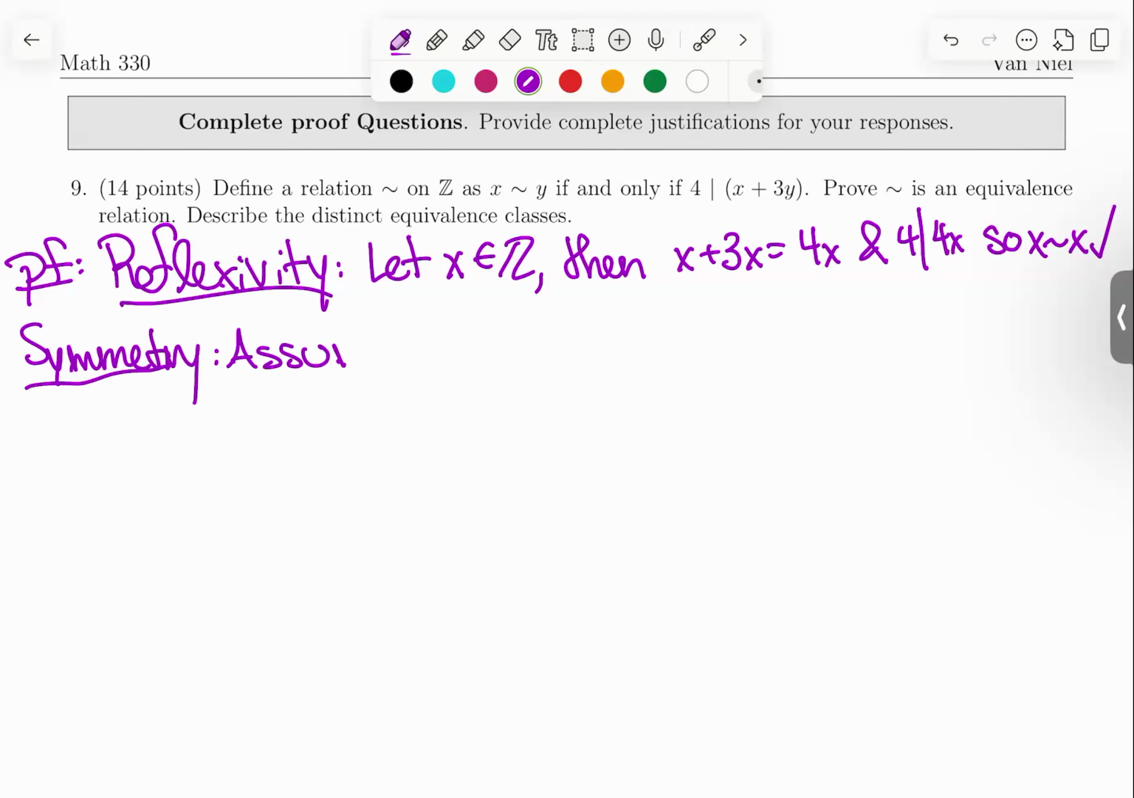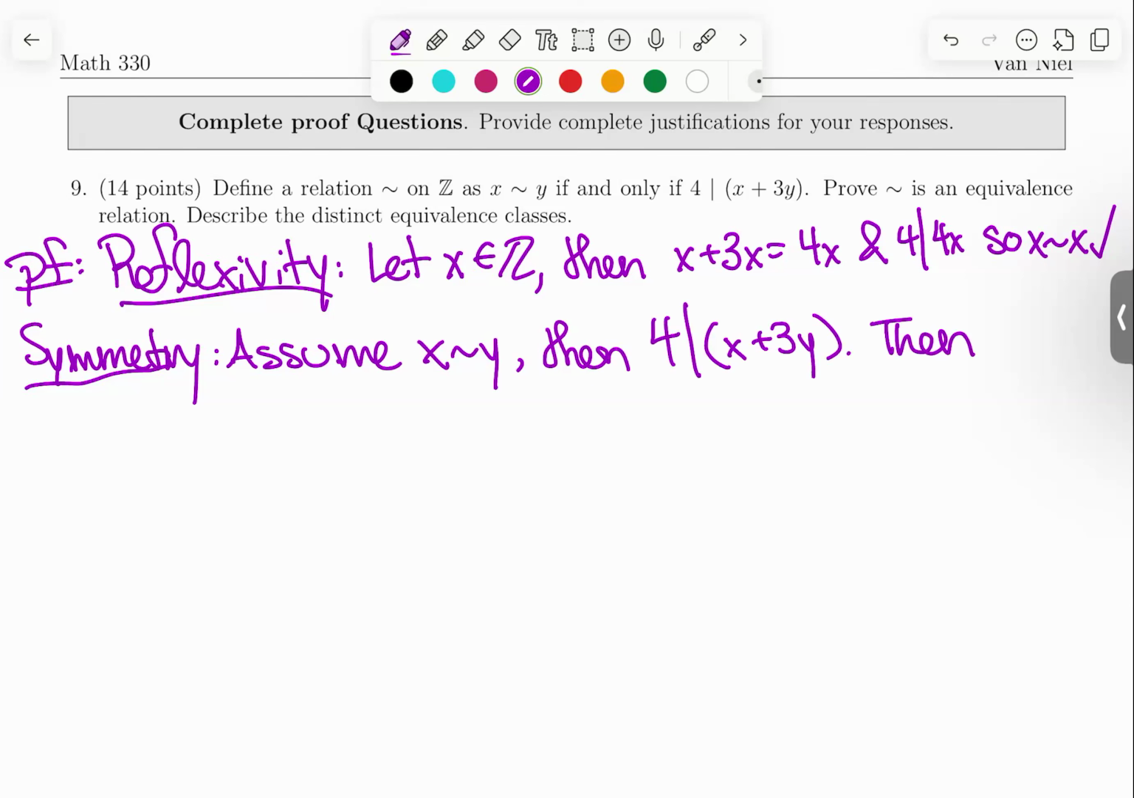Assume x twiddles y. Then 4 divides x plus 3y. Okay. So, here's where I would go into mod stuff. So if 4 divides x plus 3y, then x plus 3y is 0 mod 4.